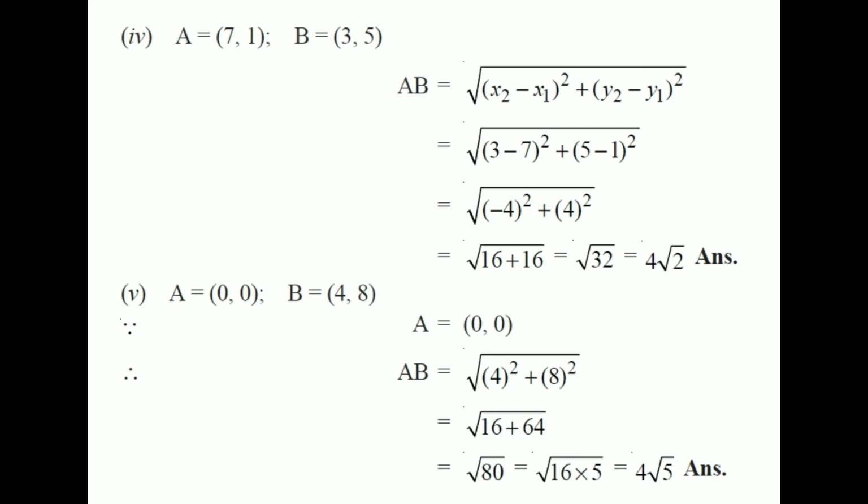So the next sum, number 5, where A point is origin (0, 0) and the B point is (4, 8). And we have done the distance of a point from origin is under root of x square plus y square. So we write AB distance is equal to under root of 4 square plus 8 square, is equal to under root 16 plus 64, means under root 80, which has the factor 16 into 5. 16 comes out of the under root by making it 4, so 4 under root 5 is the distance. So the distance between points A and B is 4 square root 5.